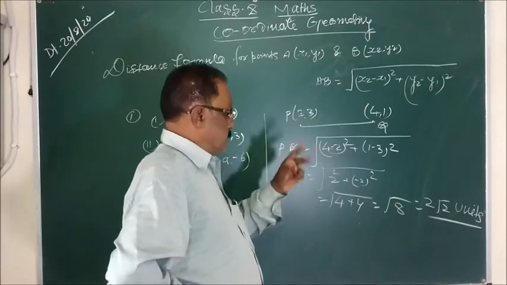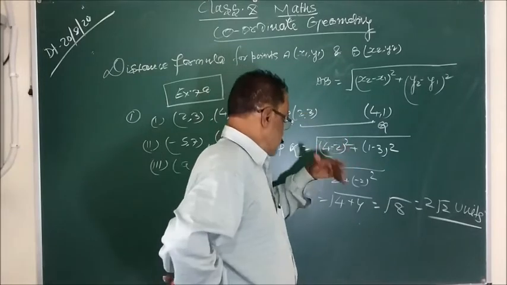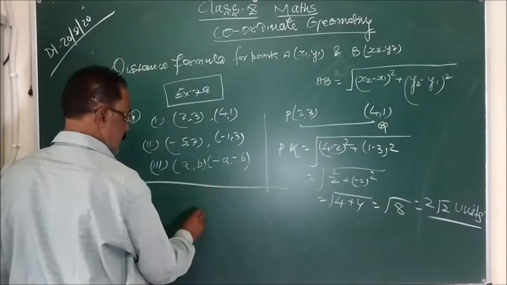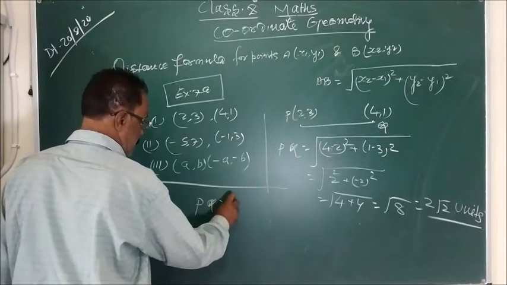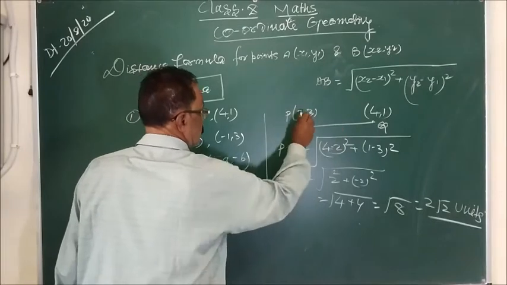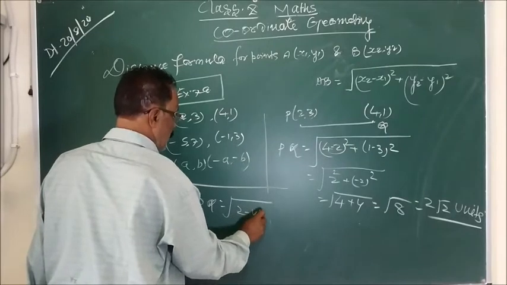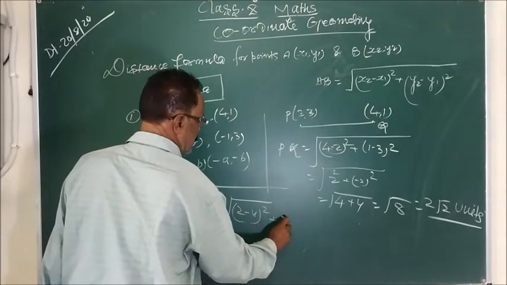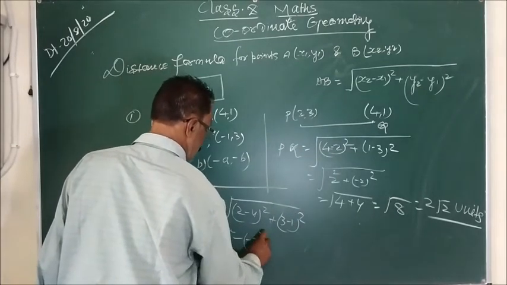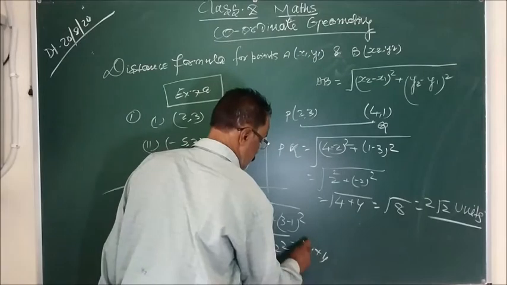If you have any doubt, suppose sir, if we reverse this, x2, y2 and x1, y1, how will the solution come? Look. PQ is equal to, now suppose this is x2, y2 and x1, y1. 2 minus 4, here we have done 4 minus 2. So 2 minus 4 whole square, and this will be 3 minus 1 whole square. And minus 2 whole square, this will be 2 whole square. And this will be 4, this will be 4.